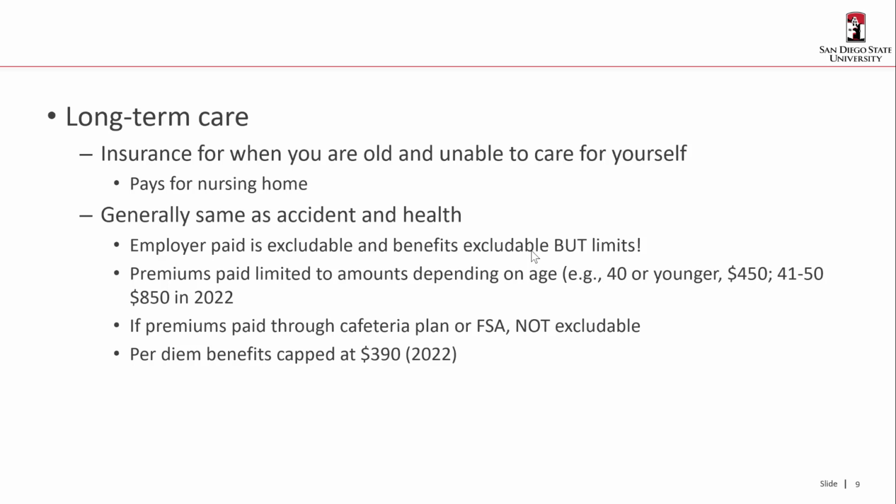The per diem benefit is capped at $390, and again, that number gets adjusted by inflation. And amazingly, it's lower this year than it was last year. It was $400 last year. So that's the amount that the policy can pay on your behalf and have it remain an excluded payment back to you as a benefit.